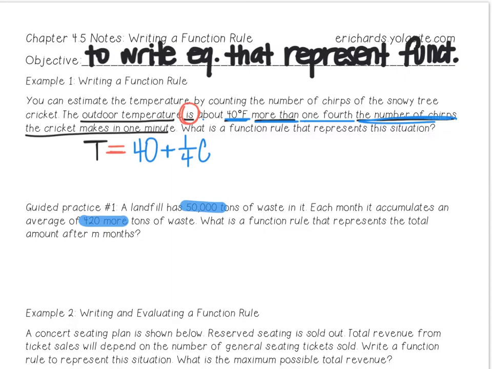Okay, if you've got 50,000, and then each month it accumulates 420 more, that's 420 per month. And that's going to equal your total amount, T. Or W for weight, or waste.